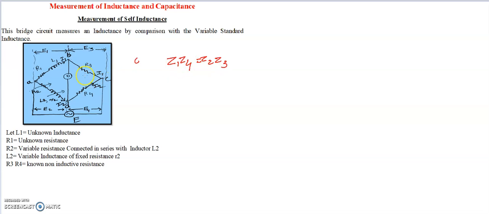Okay, where Z1 indicates the impedance of this arm and Z4 indicates the impedance of this arm. The product of impedance of one pair of opposite arms must be equal to the product of the impedance of the other pair of the opposite arms. Okay, so first pair is Z1 Z4 and second opposite arm is Z2 and Z3, where Z indicates the impedance of that branch. Okay, so today we'll have the measurement of this inductance L1 by Maxwell bridge.